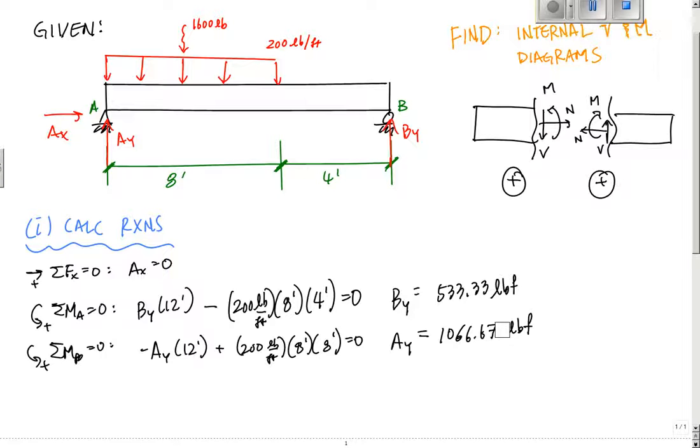I did this problem a little bit earlier, and this isn't going to work unless we have a little bit more significant figures, especially for the shear moment diagram. So let's use a little bit more.